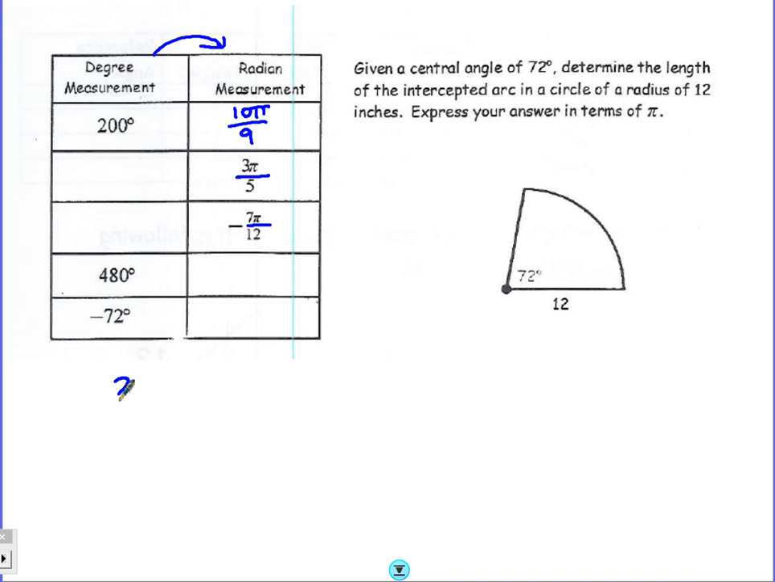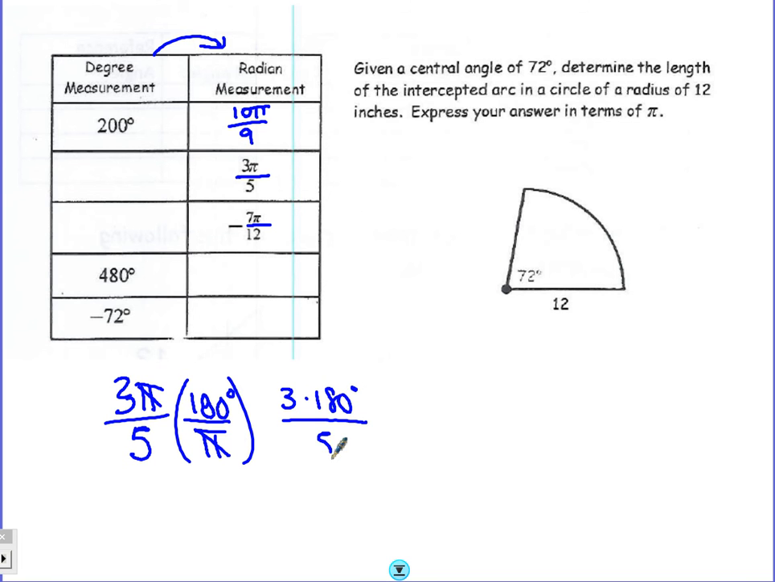If I start with 3 pi over 5, and I want to get rid of the radians, I want to put my radians on the bottom, my degrees on the top. So my pi's cancel, and then I need to simplify. I have 3 times 180 divided by 5. Here I know that there's a factor of 10 in here, so 18 times 10, but then 10 has a factor of 5, so I'm going to break 10 into 5 times 2. So I have 3 times 18 times 5 times 2. I can cancel out my 5 factor, and what's left on top is 3 times 18 times 2.